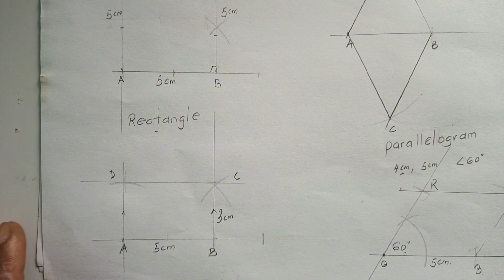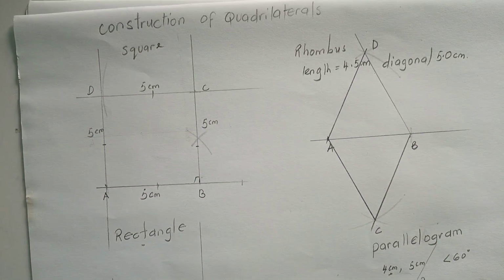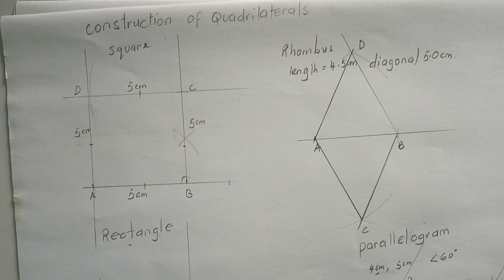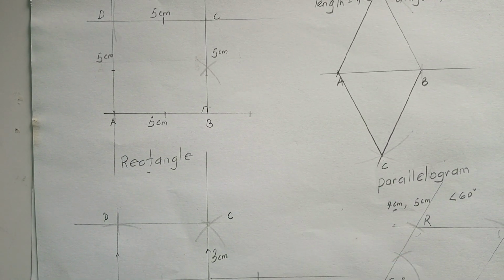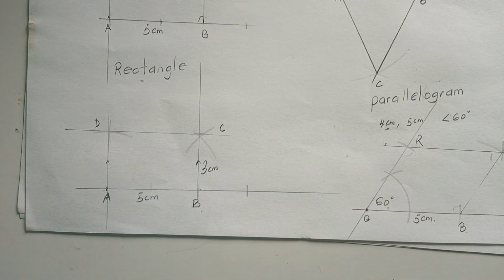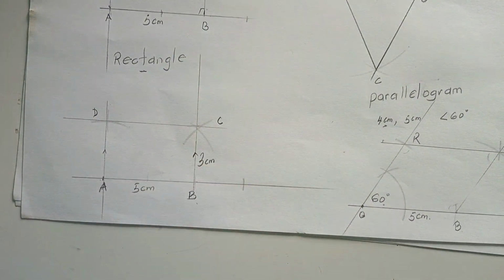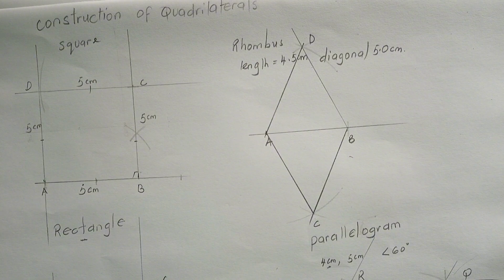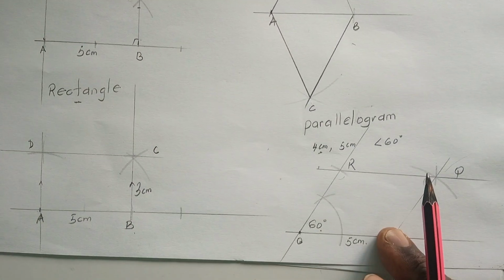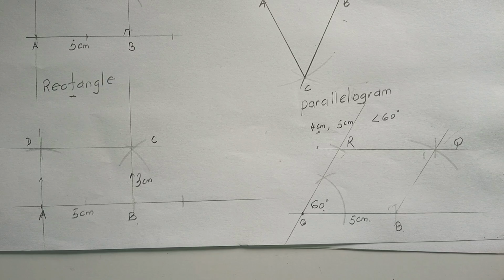So the four quadrilaterals that we have constructed look like this. The first one is a square. We have shown how to construct it. The second one is a rectangle here. The third one is a rhombus. We have constructed it like that. Lastly, the parallelogram, we have constructed it that way. We have ensured that our diagrams were neat without so much erasing. Thank you.